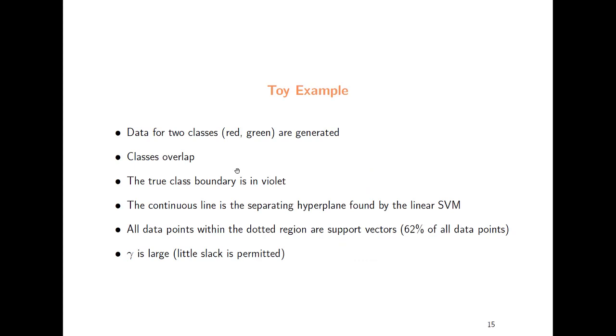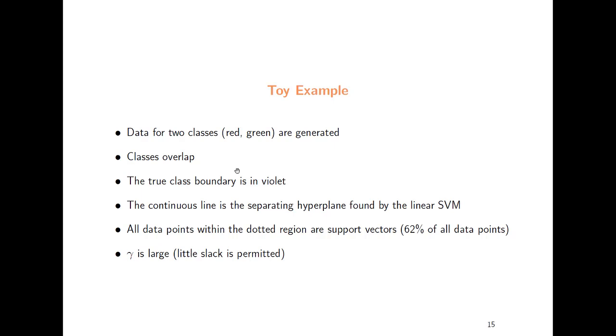Now we're considering a few toy examples from Trevor Hastie's book. So we have two classes, red and green. Classes overlap. The true class boundary is in violet. The continuous line is a separating hyperplane found by a linear support vector machine. So a linear support vector machine is the same thing as an optimal separating hyperplane approach.